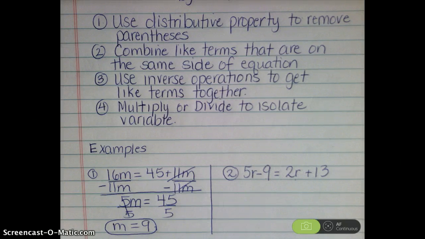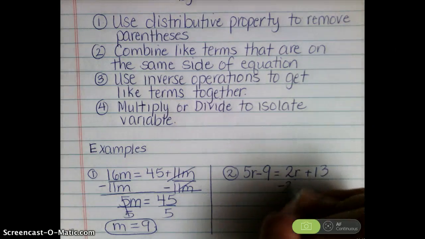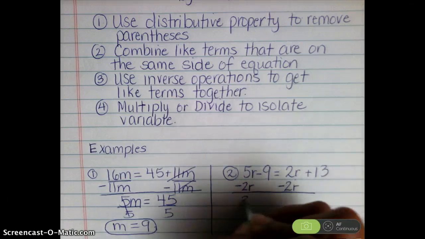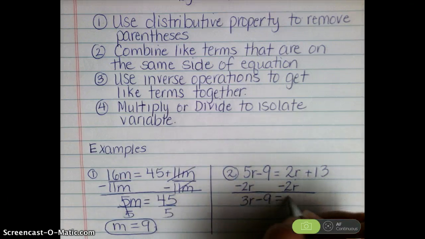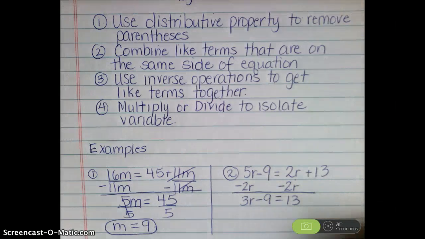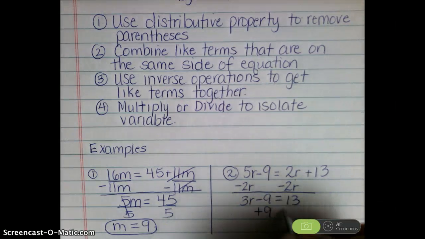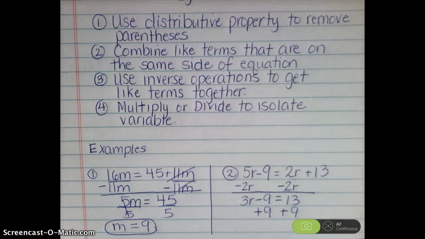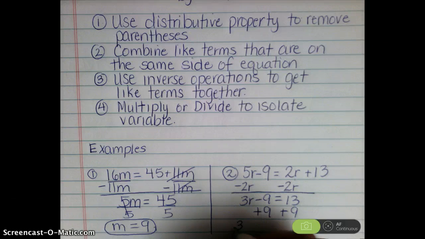So our next step is to start to use inverse operations to get our like terms together. So we can subtract 2r from both sides. And that gives me 3r minus 9 equals 13. Then we can add 9. 13 plus 9 is 22. So that gives me 3r equals 22.